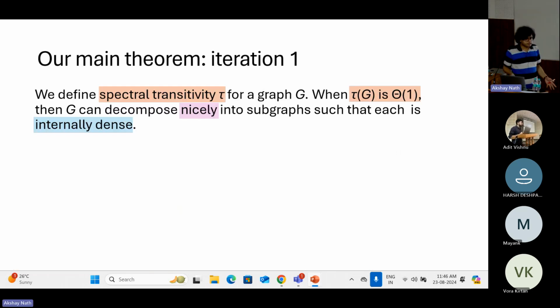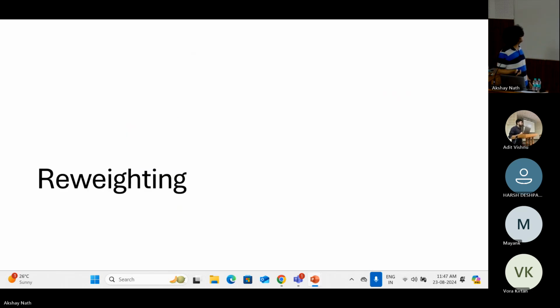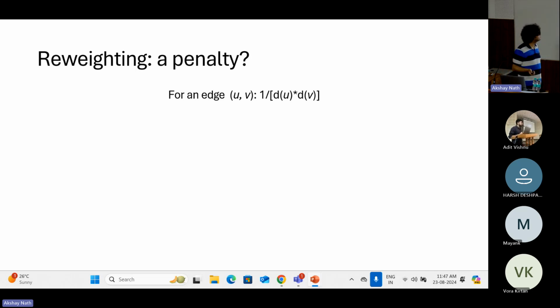So that gives you the criterion. The criterion is we define spectral transitivity tau for a graph G. When tau is theta of 1, there is a nice decomposition that is internally dense. So far, so good? This reweighting. So I told you that this thing, that was a very good, correct observation. In fact, that is triangles by edges, but there is a reweighting going on because we take the normalization. So what exactly is this reweighting? For an edge, you say that the weight of the edge is 1 over d_u d_v. For a triangle, it's 1 over d_u d_v d_w. So essentially, for each triangle, each edge, you assign some weight.